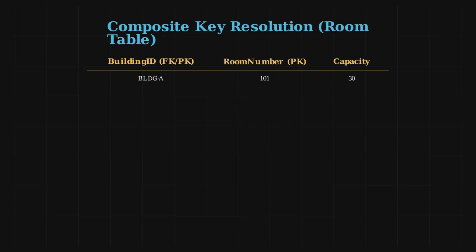As our table shows, room 101 in building A is structurally distinct from room 101 in building B. The weak entity relies entirely on this joint identity to exist. Without both parts of this composite key, we cannot target a single physical room in our data.